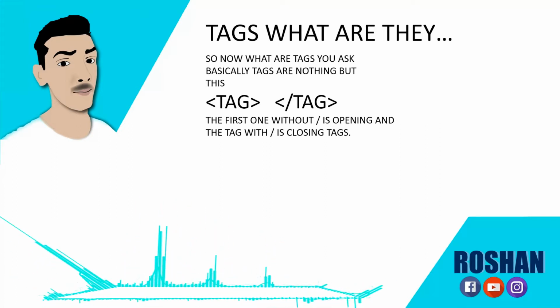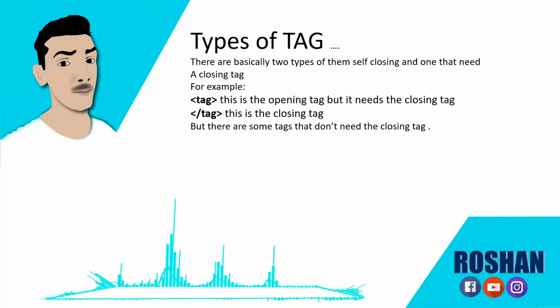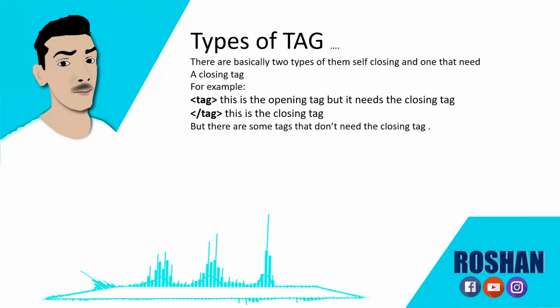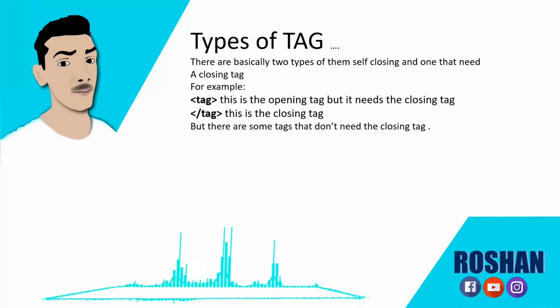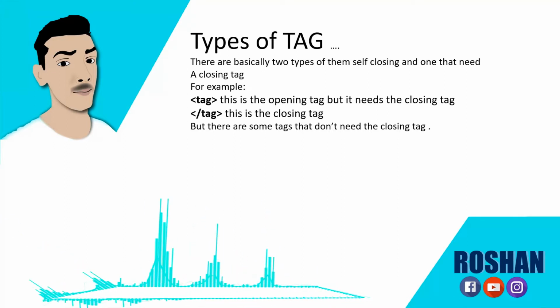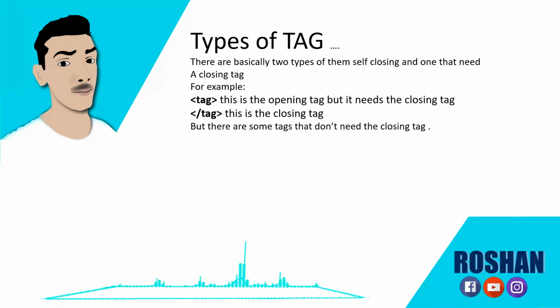So what are the types of tags? There are basically two types of tag: self-closing and one that needs a closing tag. For example, this is the opening tag without the slash, and this is the closing tag with the slash. But there are some tags that don't need a closing tag, which are called self-closing tags. I will show you further, so don't get confused right now.